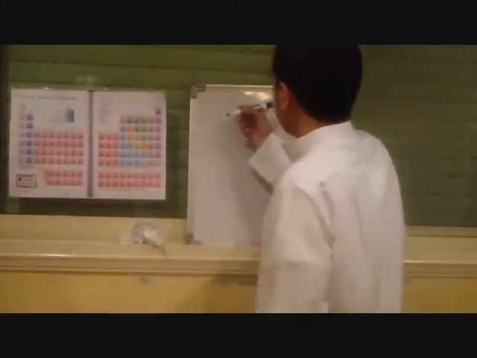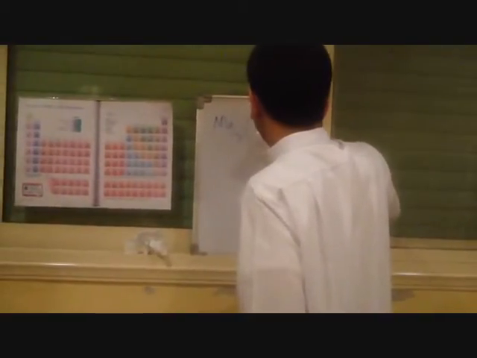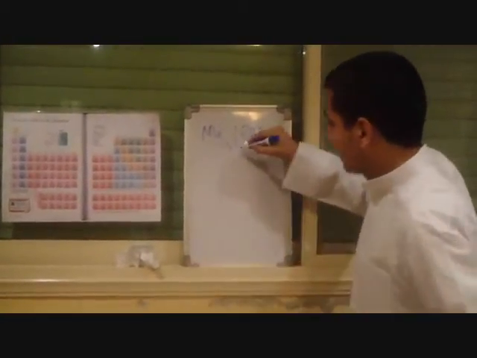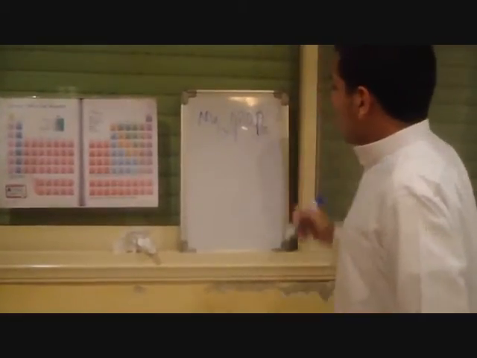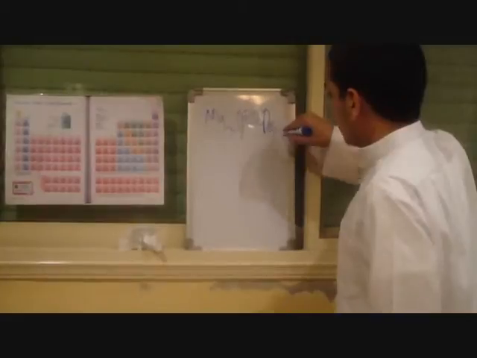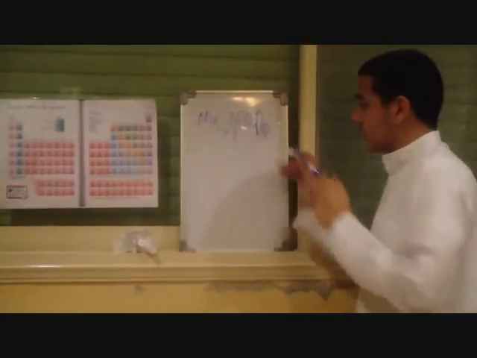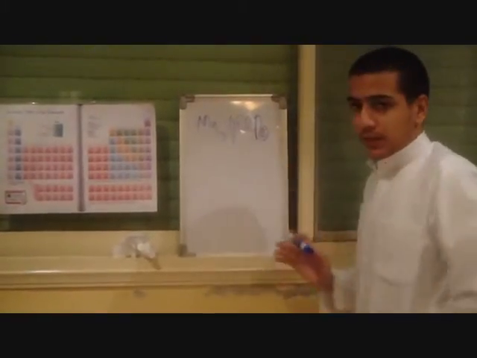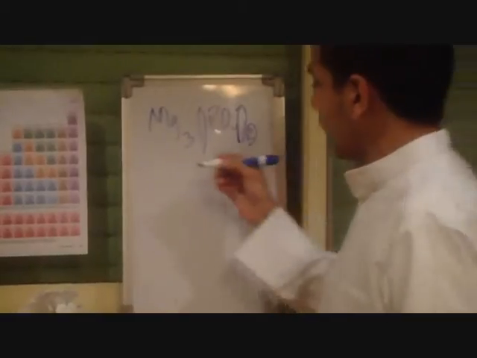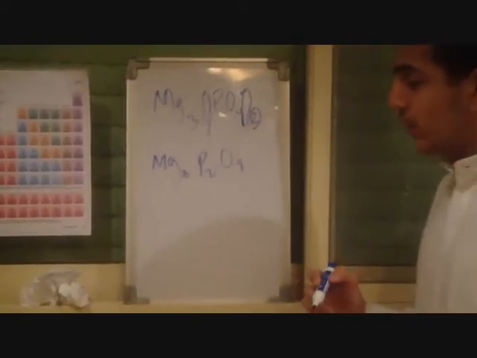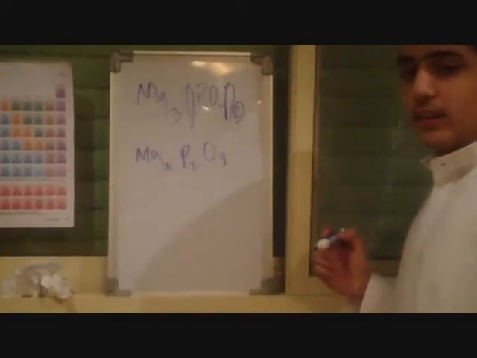The question is Mg3(PO4)2. Now don't get frightened by the brackets. If you see a bracket, you have the subscript outside. So you multiply the subscript outside by the atoms inside the bracket. Let's simplify, which gives you Mg3P2O8. This is the extra step compared to the earlier question.